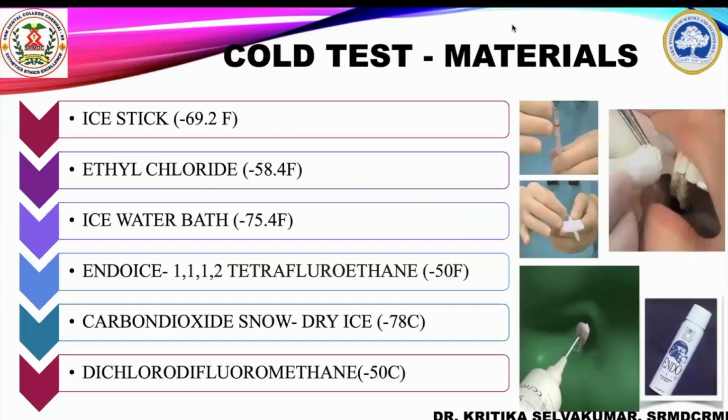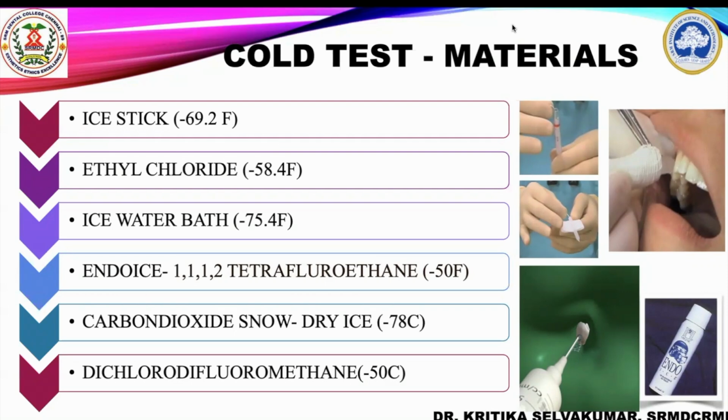So moving on to the thermal test, the first is the cold test. These are some of the materials that can be used for delivering the cold stimulus. Ice stick can be used with a temperature of minus 69.2 degrees Fahrenheit. Ethyl chloride spray with a temperature of minus 58.4 degrees Fahrenheit can be used. Ice water bath with a temperature of minus 75.4 degrees Fahrenheit can be employed.